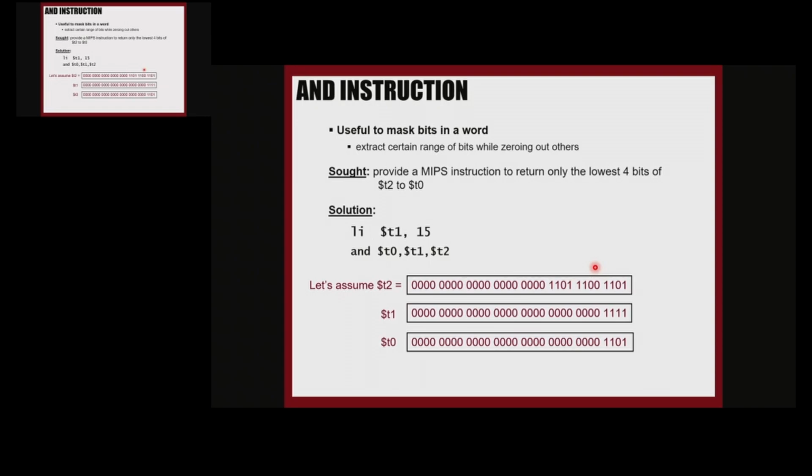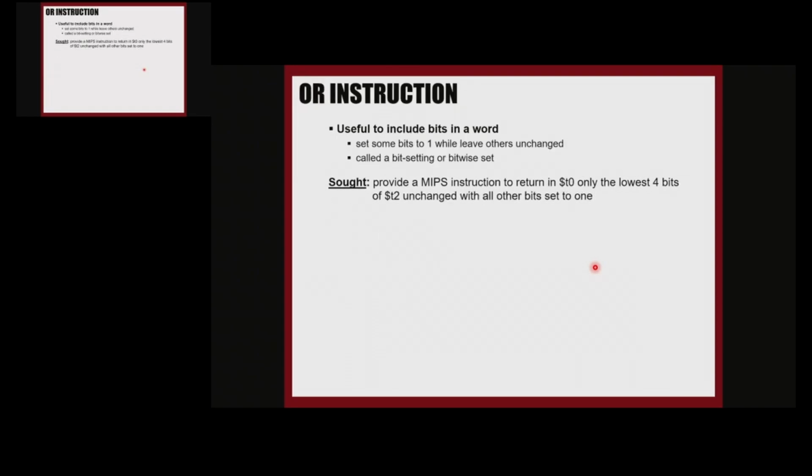Okay, so now let's have another example. This time we have a MIPS instruction that wants to return in T0 the lowest 4 bits of T2 unchanged when all the other bits are set to 1. So it's pretty much like the opposite case of what we just had. It wants to keep the lowest 4 bits and everything else becomes 1. So what type of instruction should I use here? OR. And what should be the number that I store in that temporary register?